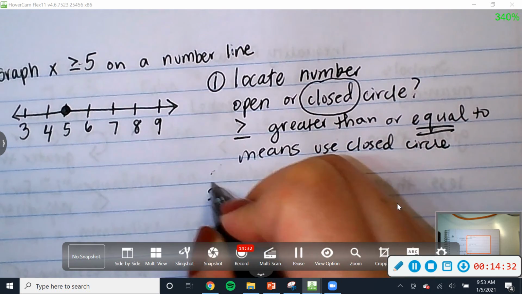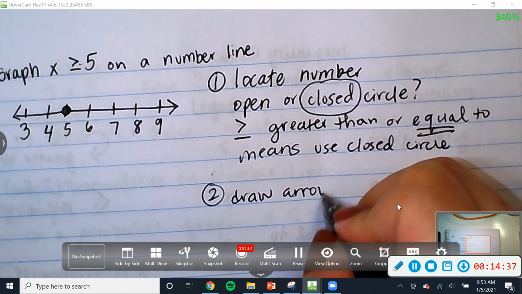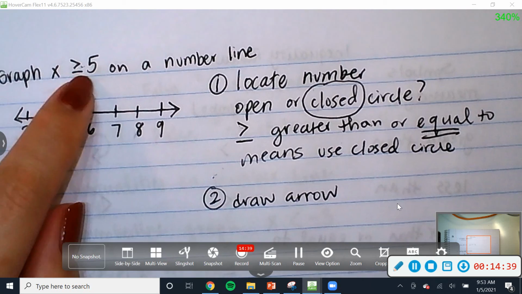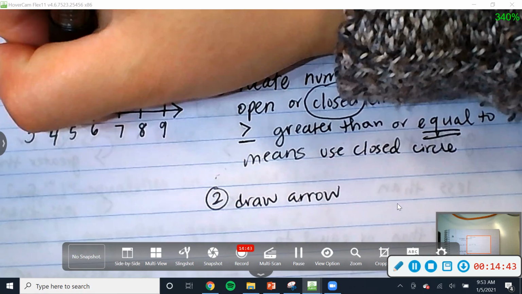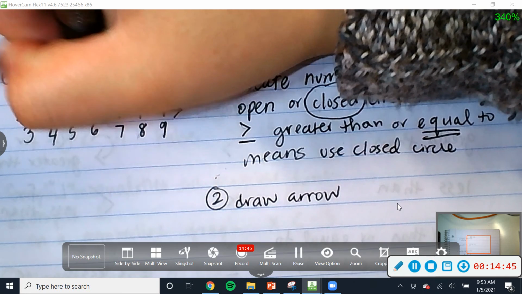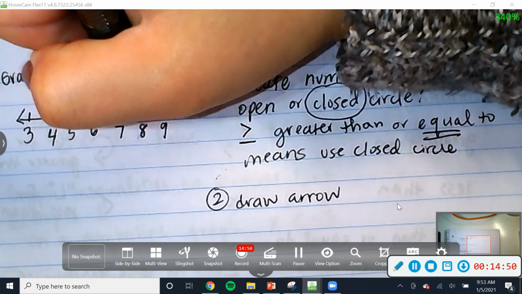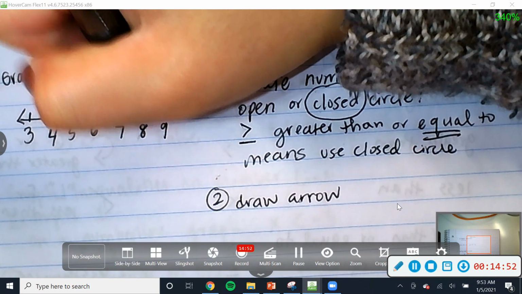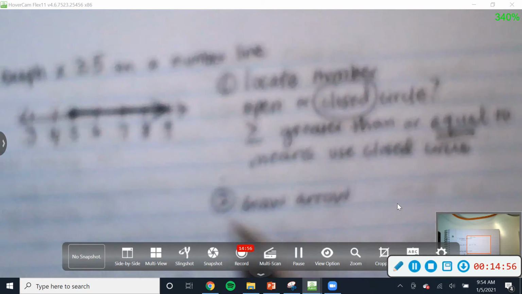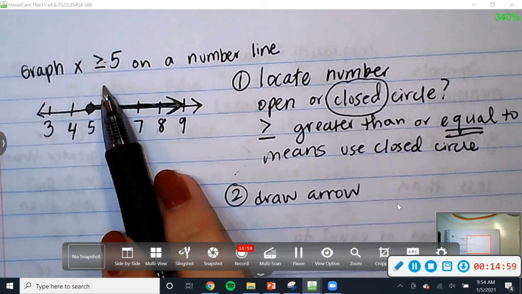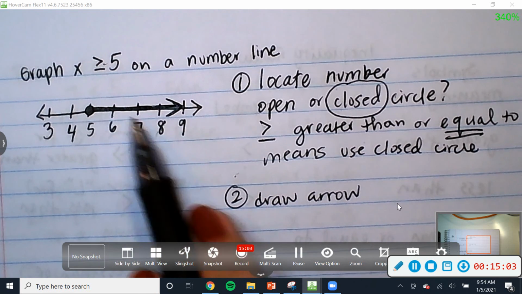And then the last step is we need to draw the arrow. I'm going to use the trick again. You could either think, okay, what numbers are greater than 5? That would be this way. Or you could also follow the direction of the inequality sign. Our inequality sign is pointing to the right, so I'm also going to point the arrow to the right using our little trick. So this would be how we graph x is greater than or equal to 5 on the number line: we have a closed circle, and we have an arrow pointing to the right.